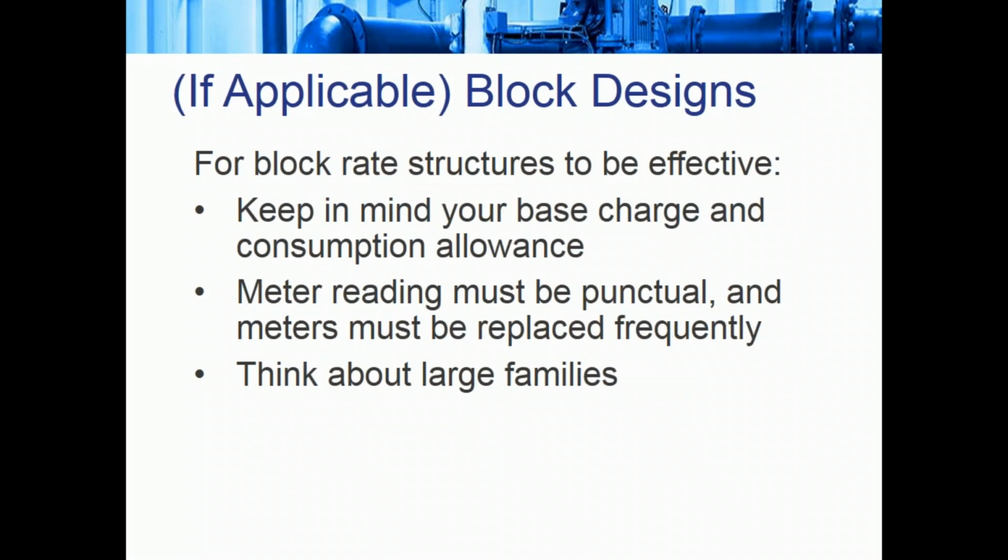Now, if you're doing this, keep in mind what your base charge and consumption allowance are. If the consumption allowance is 3,000 gallons in the base charge and then the first block cuts off at 4,000 gallons, that's not really very helpful because customers are going to get that first 3,000 gallons included in what they're paying every month. So be wary of your base charge and consumption allowance when you do this. And often when we see an increasing block rate, that allowance is either very small or sometimes zero.